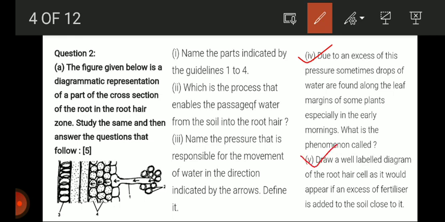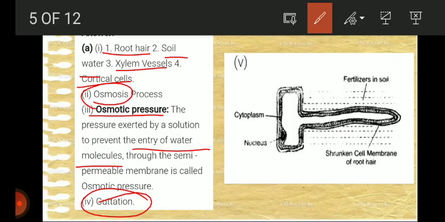And the fifth question is, you have to draw a labelled diagram of the root hair cell as it would appear if an excess of fertilizer is added to the soil close to it. So you have to draw a root hair cell where in the soil excess of fertilizer has been added. So what will happen to the root hair? What will be the condition?